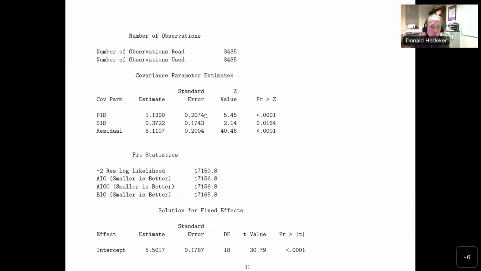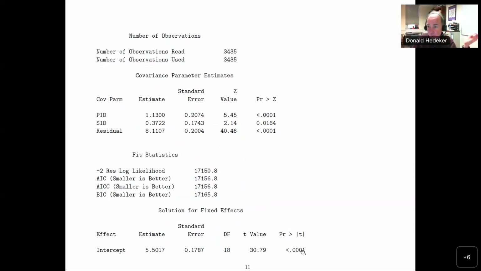Here show my covariance parameter estimates. Estimates, standard errors, z-values, p-values. So we see that the primary school variance, so the heterogeneity attributable to primary schools, seems to be much larger than that for secondary schools. Okay, and here shows the fit statistics and then finally my intercept.